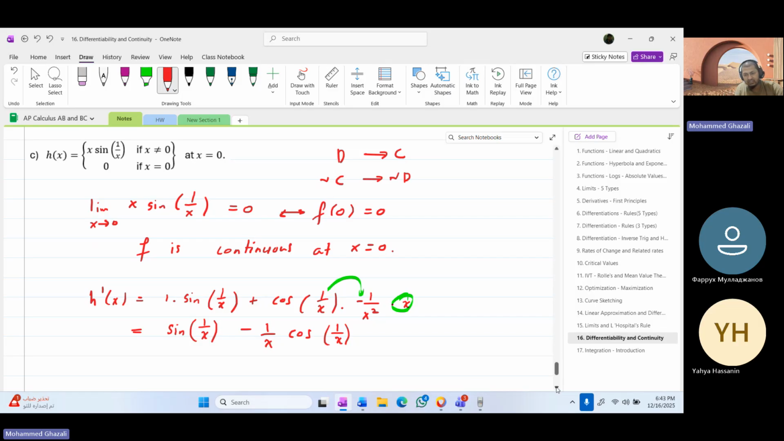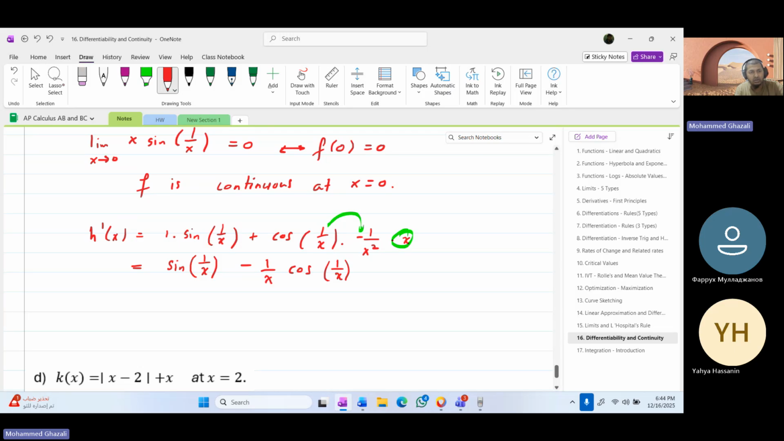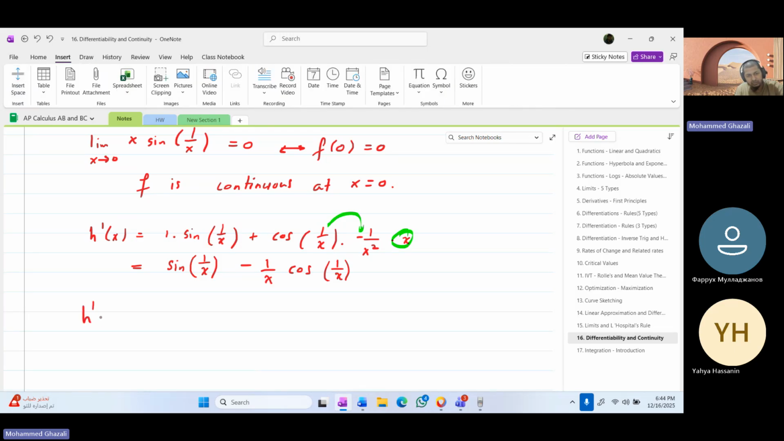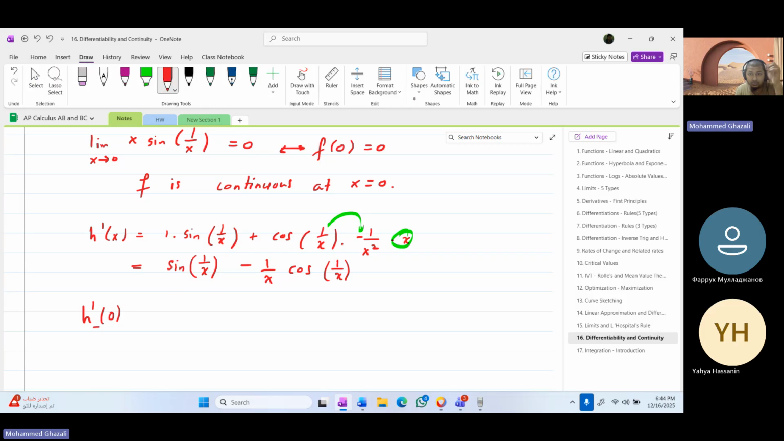So I want to substitute. Obviously, you're allowed to use a calculator. So h prime 0 from the left. I need you to substitute 0 from the left inside this function and see what we're getting. What's 0 from the left? You're going to substitute a value which is very close to 0. So negative 0.00001, with 5 zeros and a 1. And I need to know what's 0 from the right. I need to substitute into this function.